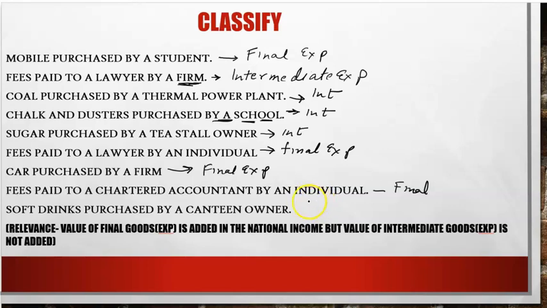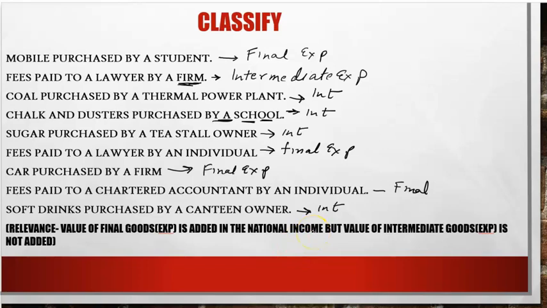सॉफ्ट ड्रिंक परचेज बाय अ कैंटीन ओनर. सॉफ्ट ड्रिंक कैंटीन ओनर क्यों खरीदता है? फर्दर सेल के लिए, उसने उसको आगे बेचना है. ही हैज टू सेल इट टू द स्टूडेंट्स. सो देयरफॉर इट बिकम्स इंटरमीडिएट. I hope you understood.